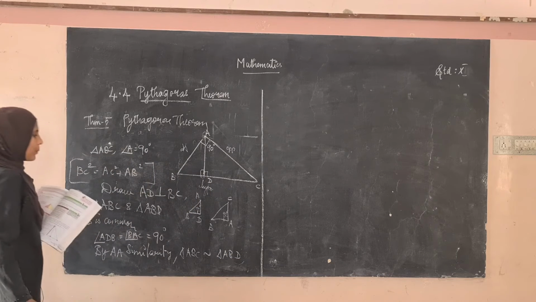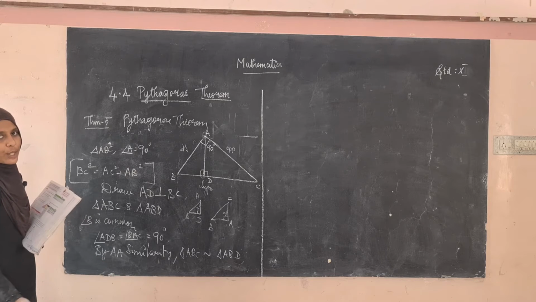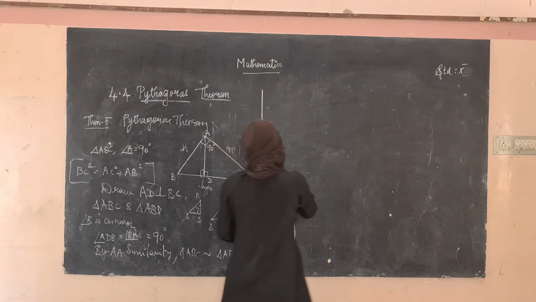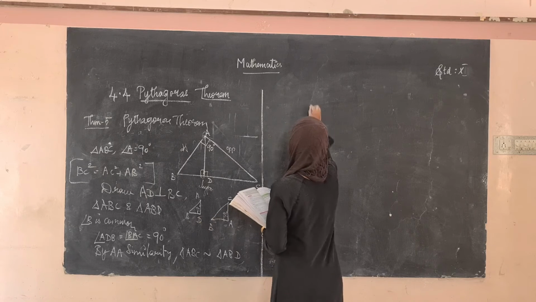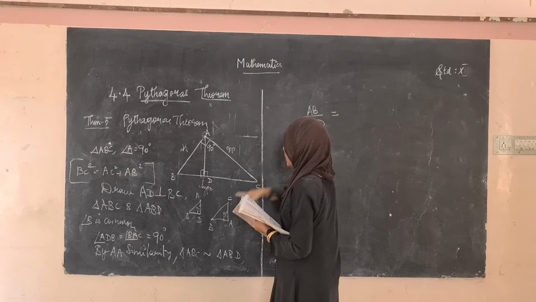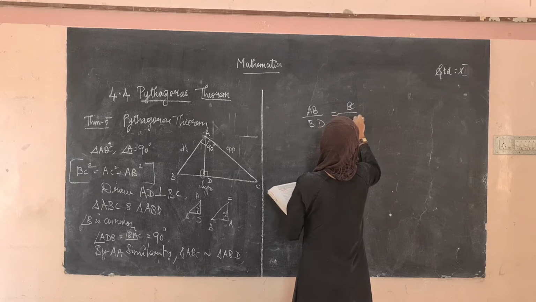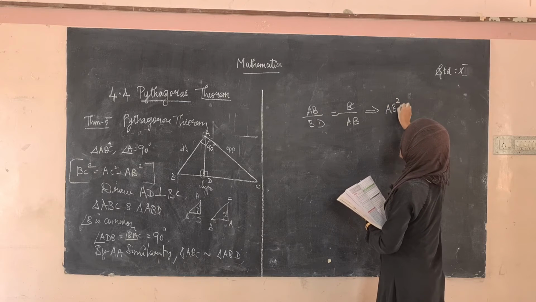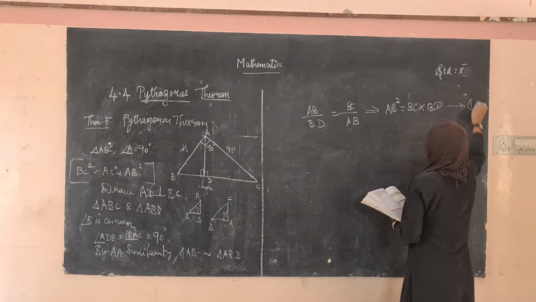Okay, if the triangles are similar, then their corresponding sides form the ratio. So the ratio is AB divided by BD is equal to BC divided by AB. So from this, on cross multiplying, AB square is equal to BC into BD. Let us take this as 1.